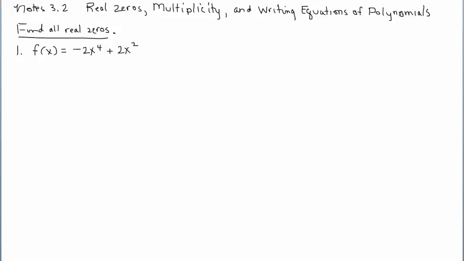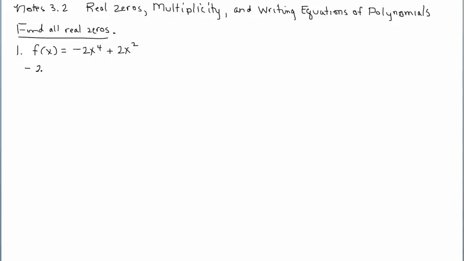As we continue to look at information in section 3.2, we're going to be finding real zeros, multiplicity, and writing equations of polynomials. So the first thing we're going to do is find all real zeros of this polynomial function. A real zero means you have an x-intercept, which means the y-coordinate is 0. So we're going to replace y, or f of x, with 0 and solve.